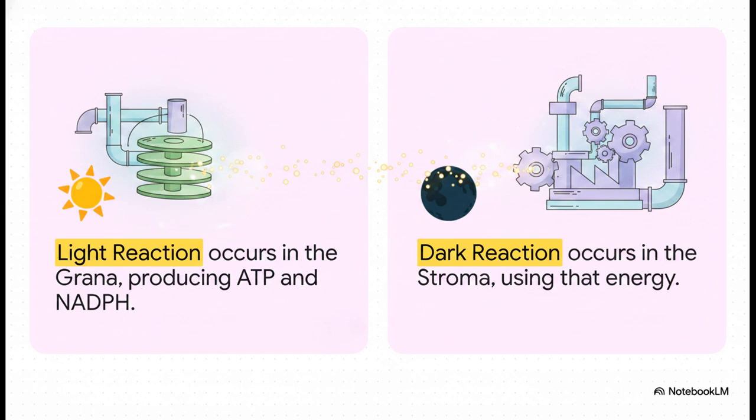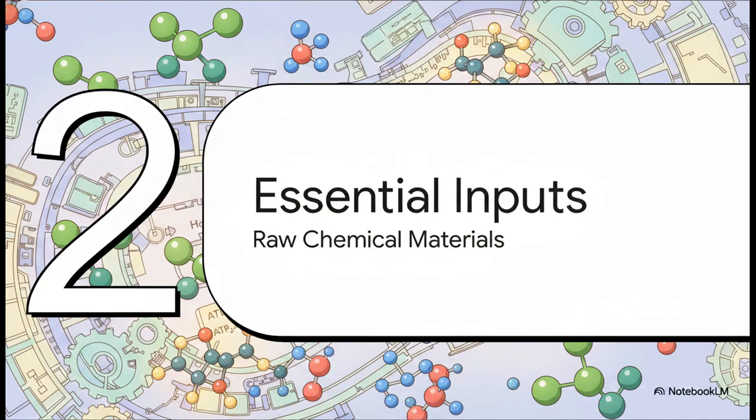Instead, it acts as a molecular factory right there in the stroma that relies entirely on that ATP and NADPH power grid we just mentioned. Without that energy, the factory completely shuts down. Moving right along to Section 2, Essential Chemical Inputs.